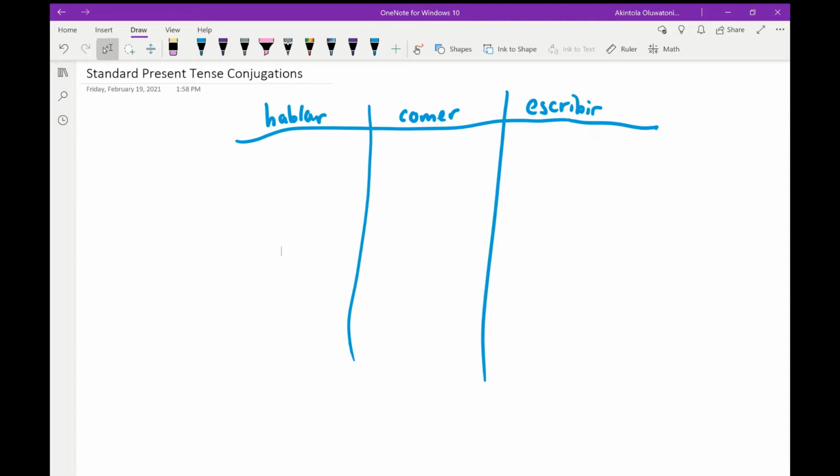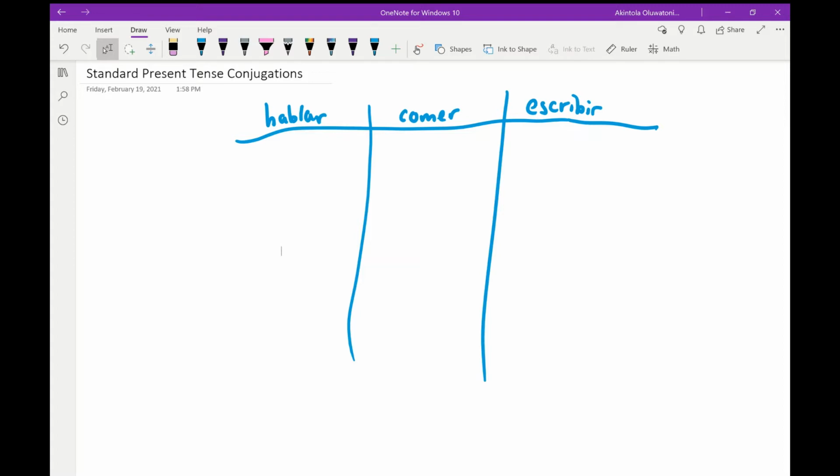Today we're just going to be going over standard present tense conjugations in Spanish. So here I have three infinitive verbs: hablar, comer, and escribir. Now these three verbs are usually the most commonly used verbs when we want to do conjugation charts because usually they tend to be regular. So, like I said, we're just going to be doing the regular present tense today, and then the irregular present tense will be another video.